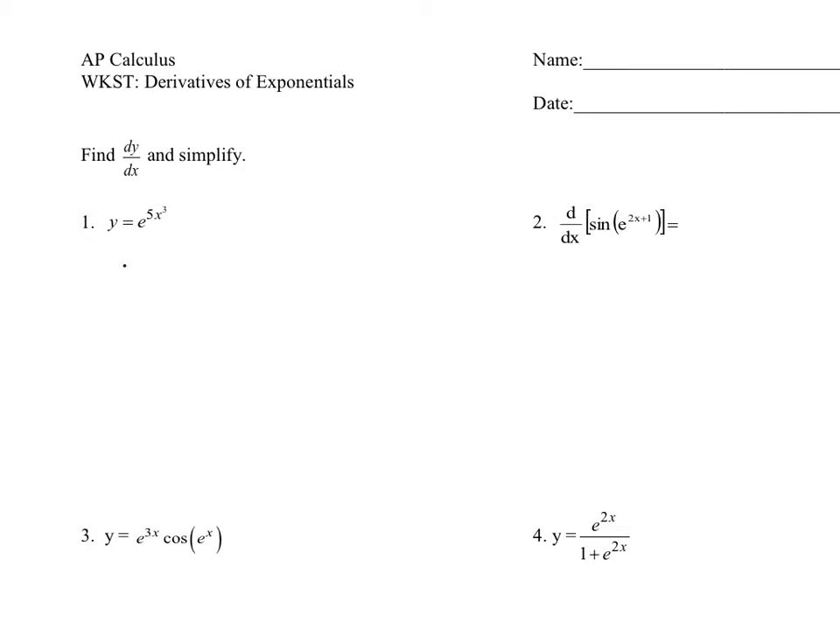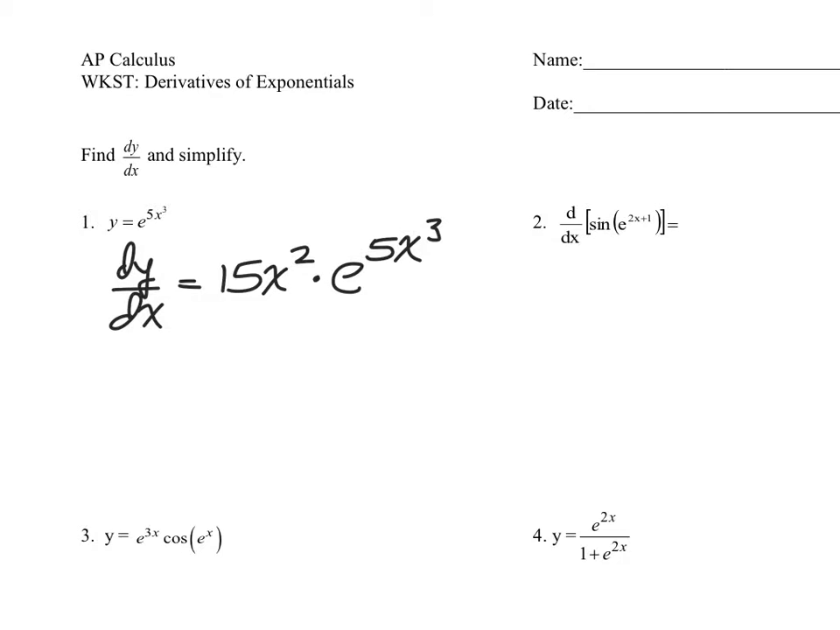Number 1, dy dx would be 15x squared times e to the 5x cubed. All right, so for an exponential with base e, generally the idea is that you're going to keep one part of it as is in your derivative, and then the other part would be the derivative of the exponent itself. So the derivative of 5x cubed would be 15x squared.